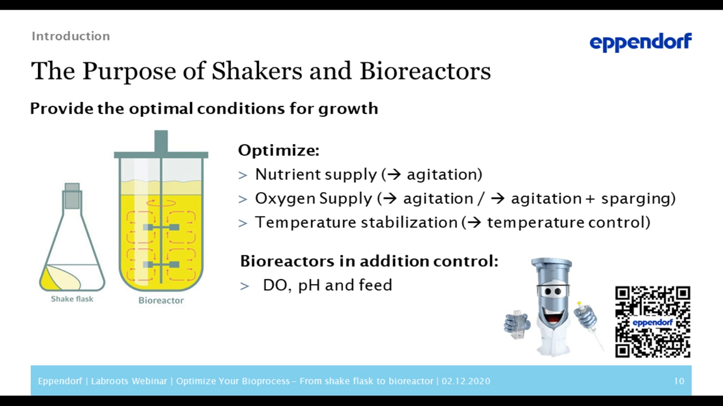There are diverse other control options. Temperature stabilization, of course, both systems do by temperature control, shakers by the chamber, and bioreactors by other measures you will hear later on. And bioreactors offer additional control beside DO control, so dissolved oxygen control, pH, and also feeding control. Both systems have their pros and cons.